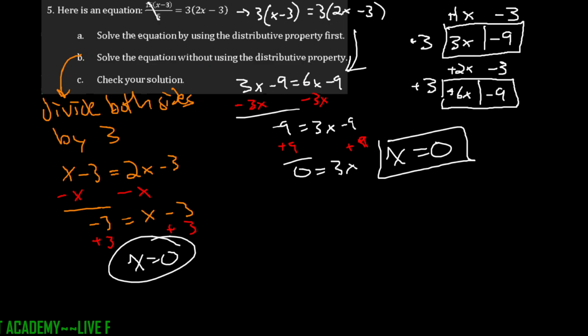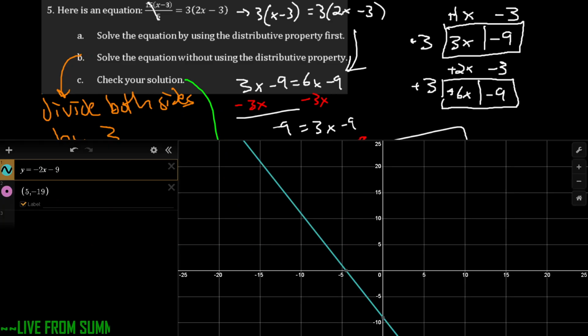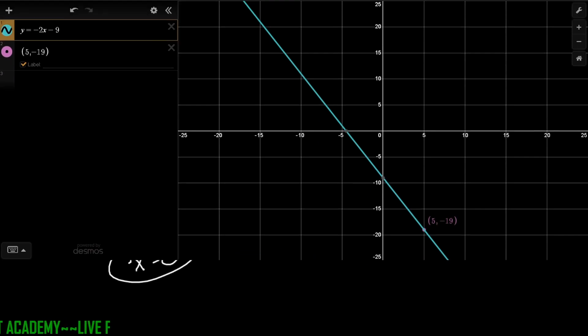And for the last one, check your solution. We're going to say for this one, graph in Desmos. So in order to do that, let me make that one full screen, unlike the last time. So let me shift this up. So that's what I was talking about when I was on the line. So apologies for that one. And let's do it like this.